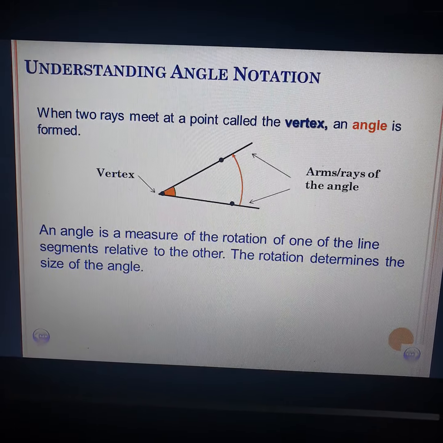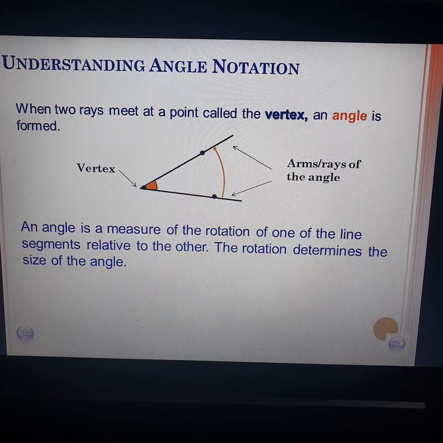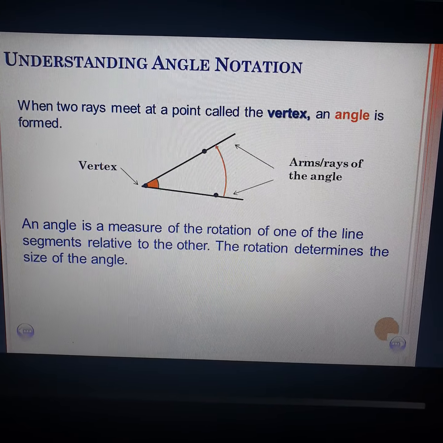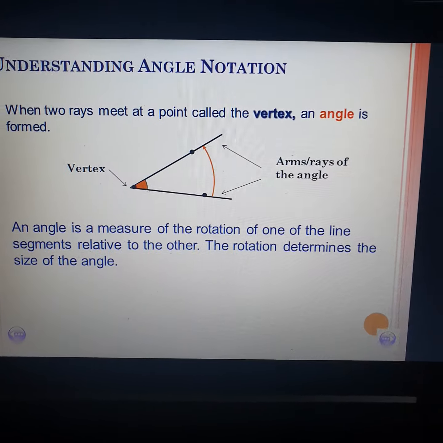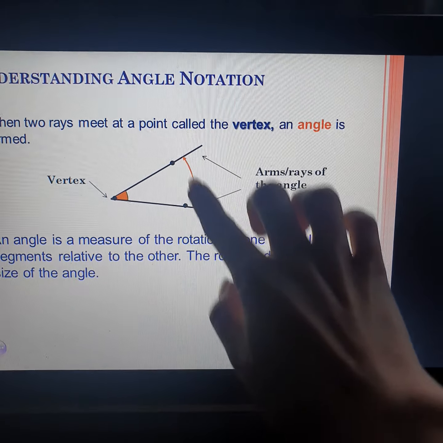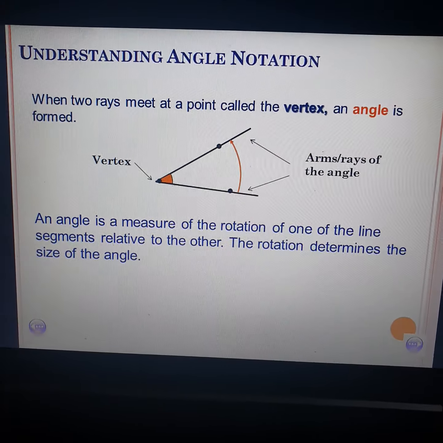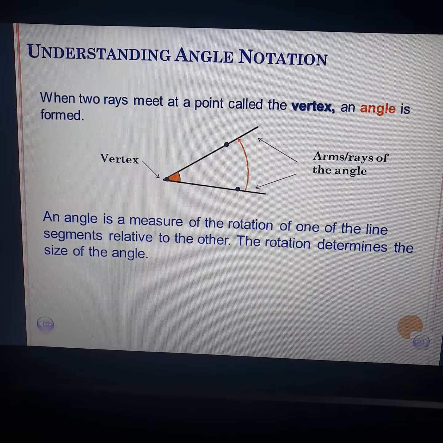So an angle is a measure of the rotation of one of the line segments relative to the other. What that means is, if you're rotating the arms, this is where the angle will be formed. The rotation determines the size of the angle.